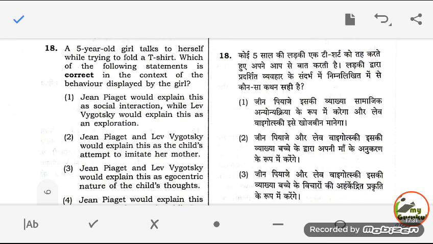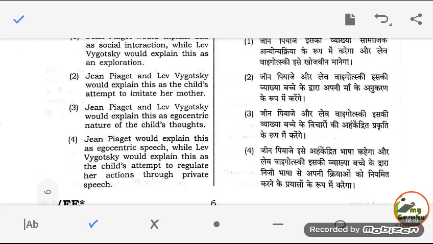A 5 year old girl talks to herself while trying to fold a t-shirt. Which of the following statements is correct in the context of behavior displayed by the girl? The answer is: Jean Piaget would explain this as egocentric speech, while Lev Vygotsky would explain this as a child's attempt to regulate her actions through private speech. So, the answer is this one.